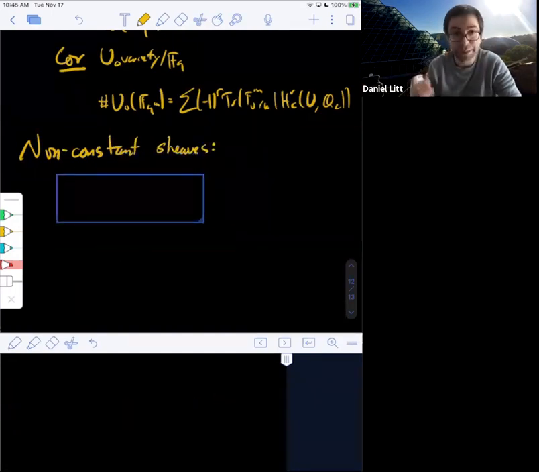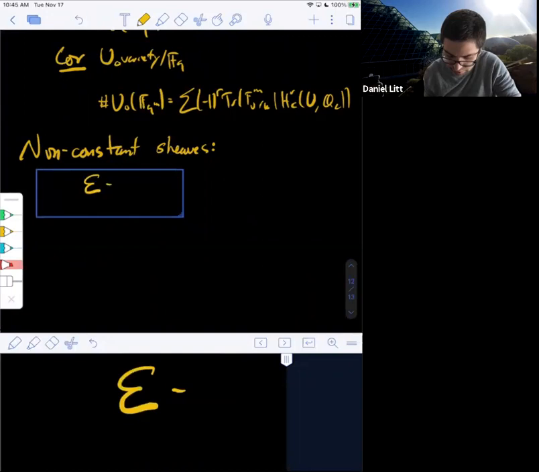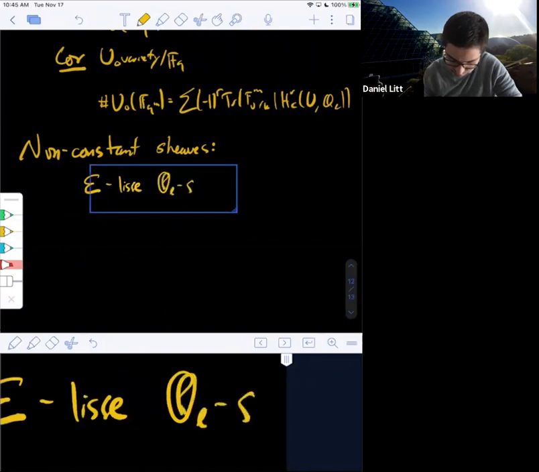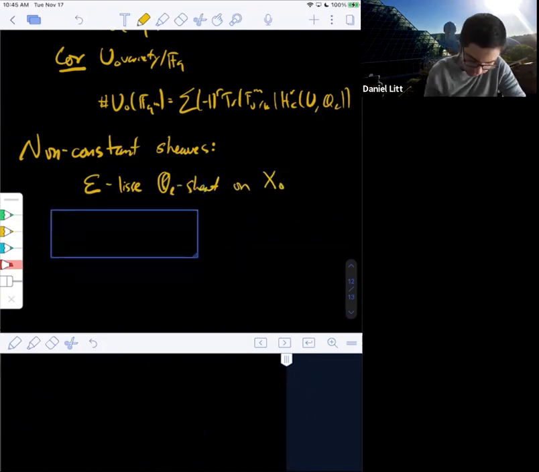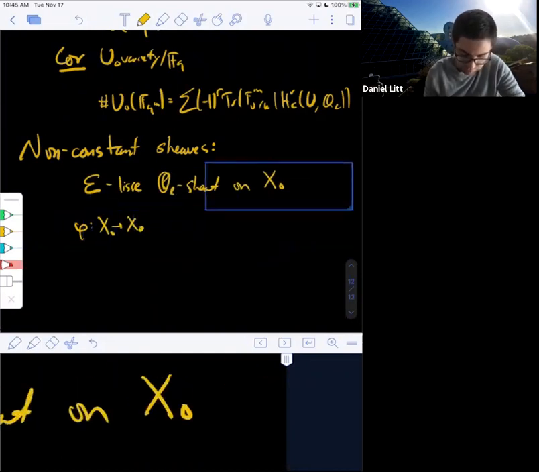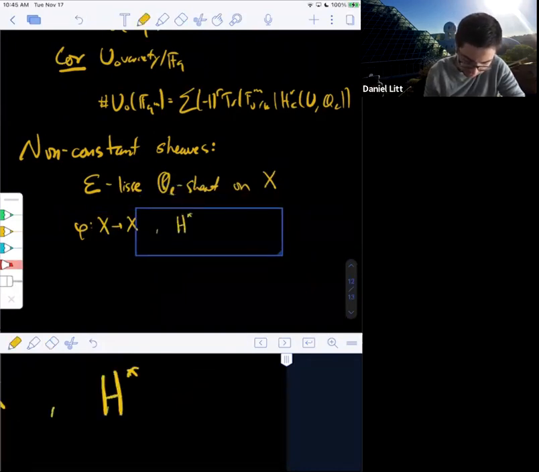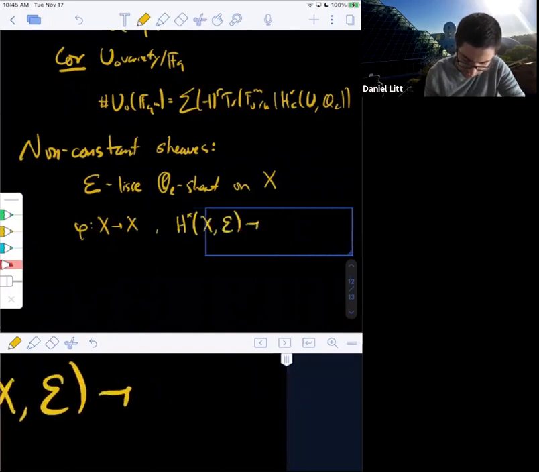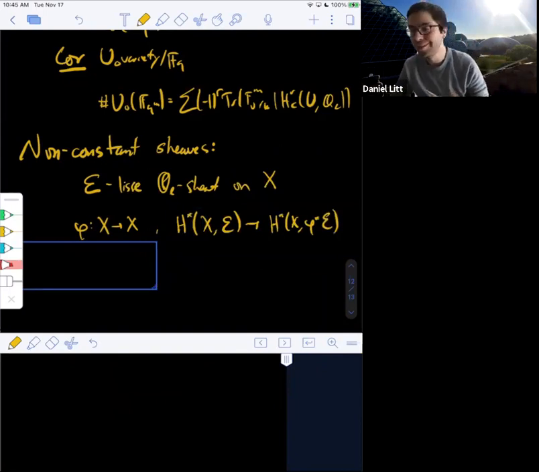Okay, so first of all, what should the statement even look like? Suppose E is, let's just say, a lisse or locally constant Q_l sheaf on X naught. So given a map from X to itself, we get a map from the cohomology of X with coefficients in E to the cohomology of X with coefficients in the pullback of E. Okay, this is not the kind of thing that you can take the trace of, right?